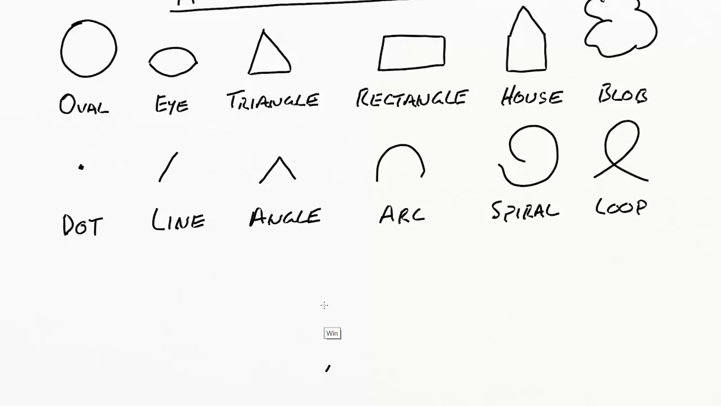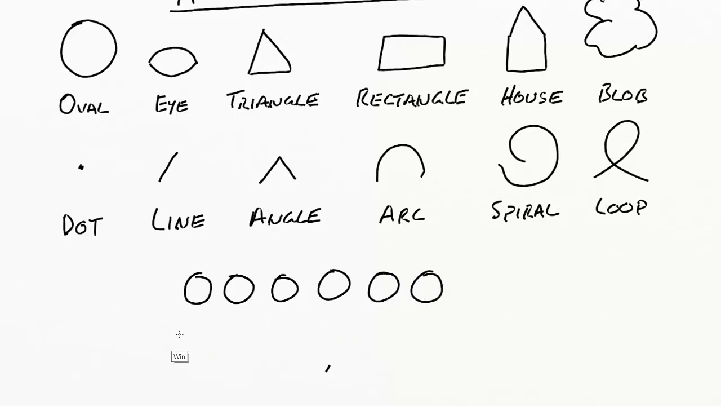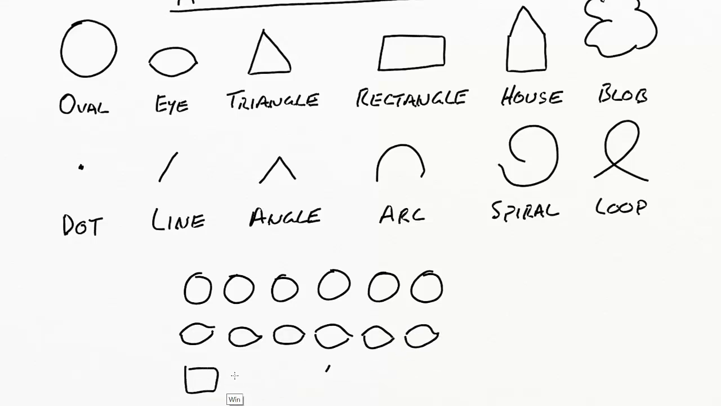So for me, to start out, we'll just go oval, oval, and just repeat until you get the hang of it. And then you want to draw an eye, and again, and again, and again. Same thing, rectangle, rectangle, rectangle.